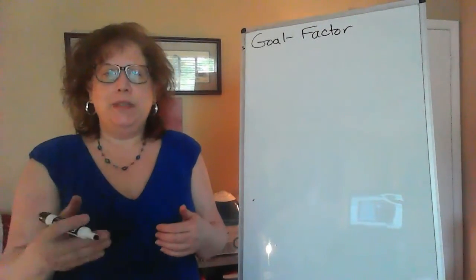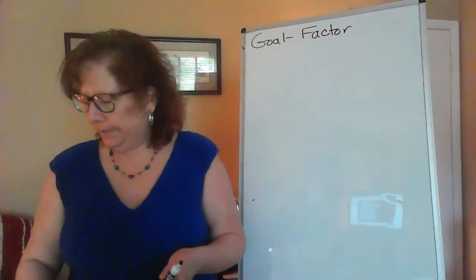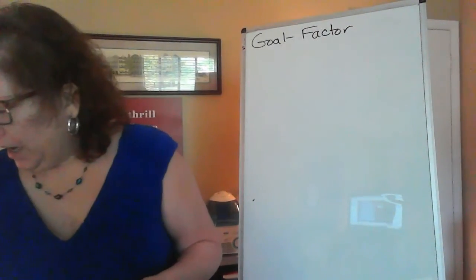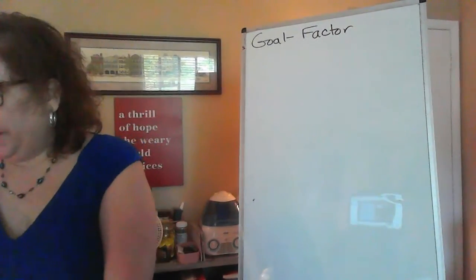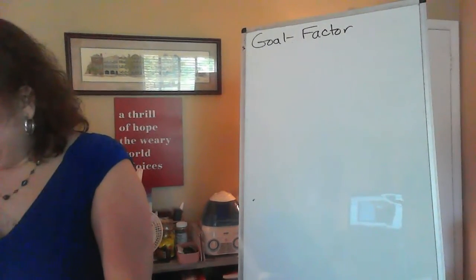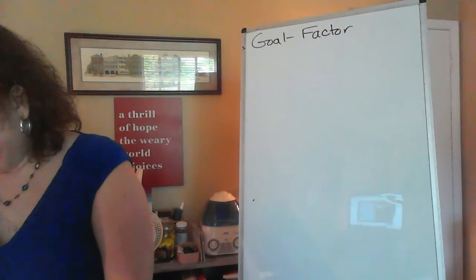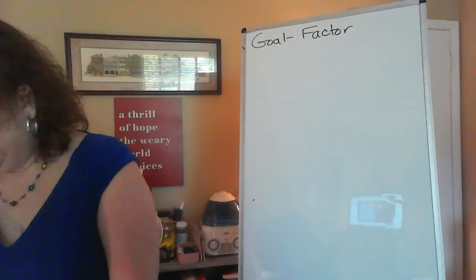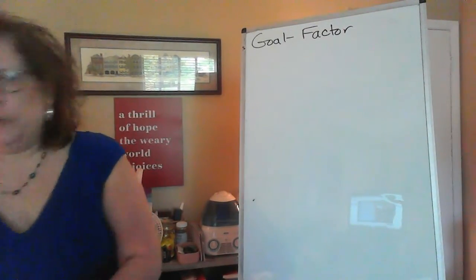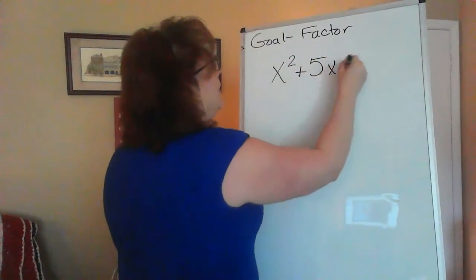You set them to 0, and you get an answer for where x is crossing the x-axis. So we are going to do a problem, and we're going to take it all the way through. So we're solving for x, and I'm just going to pick another one. Let's do x squared plus 5x minus 14.